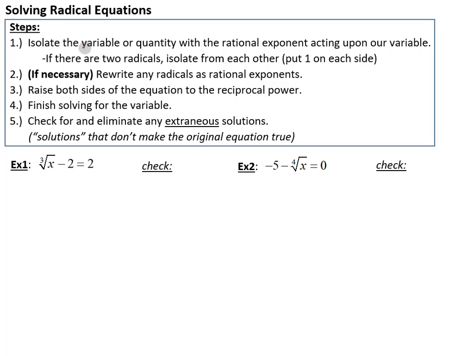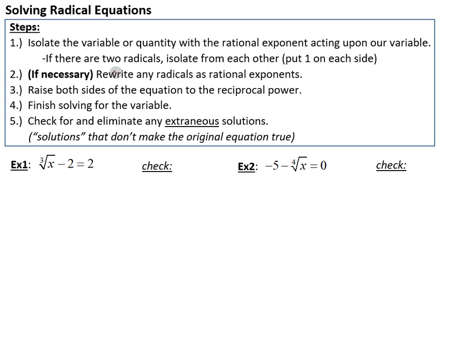The first step is we want to isolate the variable, or sometimes quantity, that has our rational exponent acting upon our variable. That can also, of course, be a radical. So we need to get a radical by itself as well. We'll see this later on. If there happen to be two radicals, then we try to isolate them from each other, or put one on each side. Again, we'll see an example of that later.